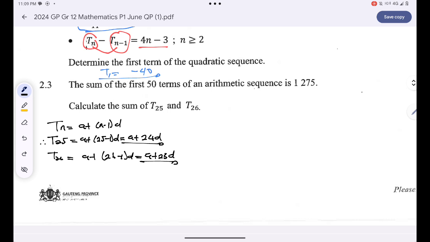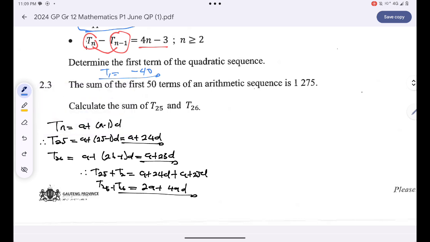So the sum of the two, T25 plus T26, will basically give me a plus 24d plus a plus 25d, right? And then this entire thing will simply give me 2a plus 49d. I now know that T25 plus T26 is equal to 2a plus 49d, right?